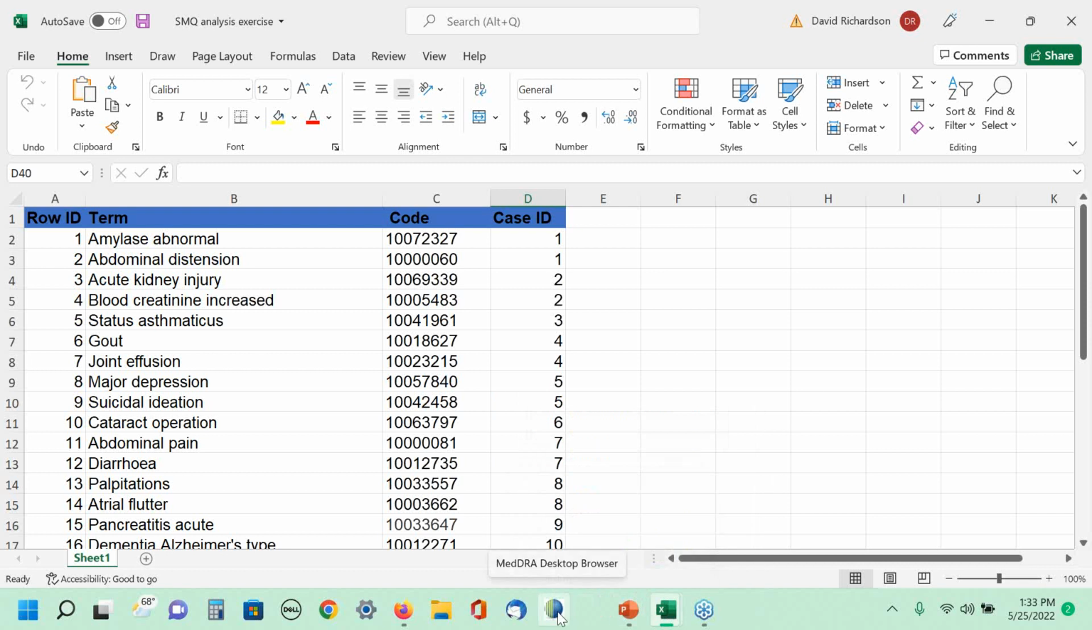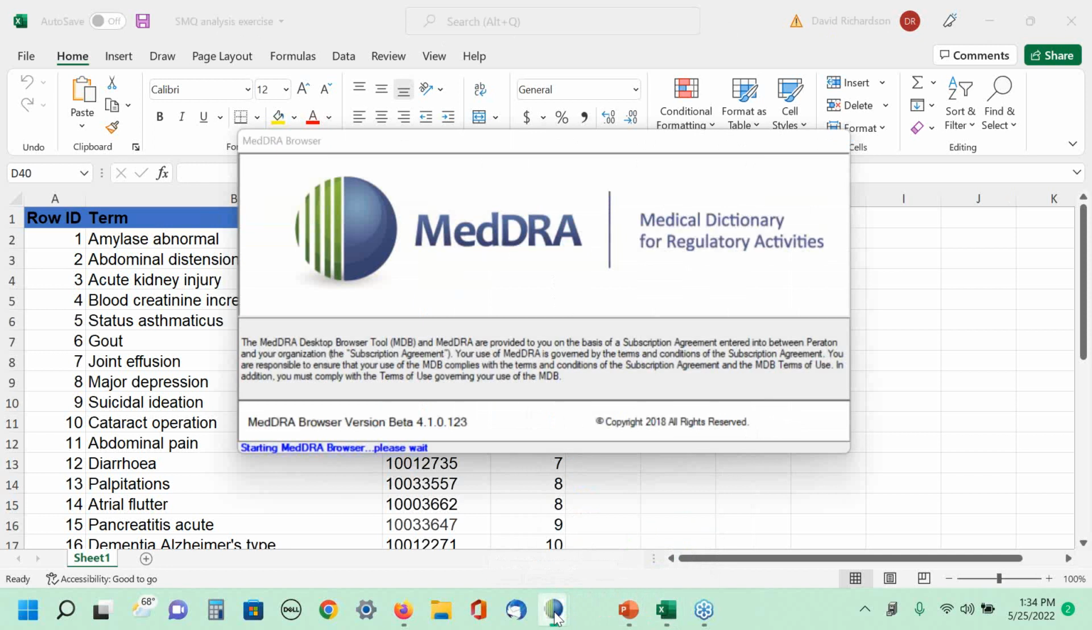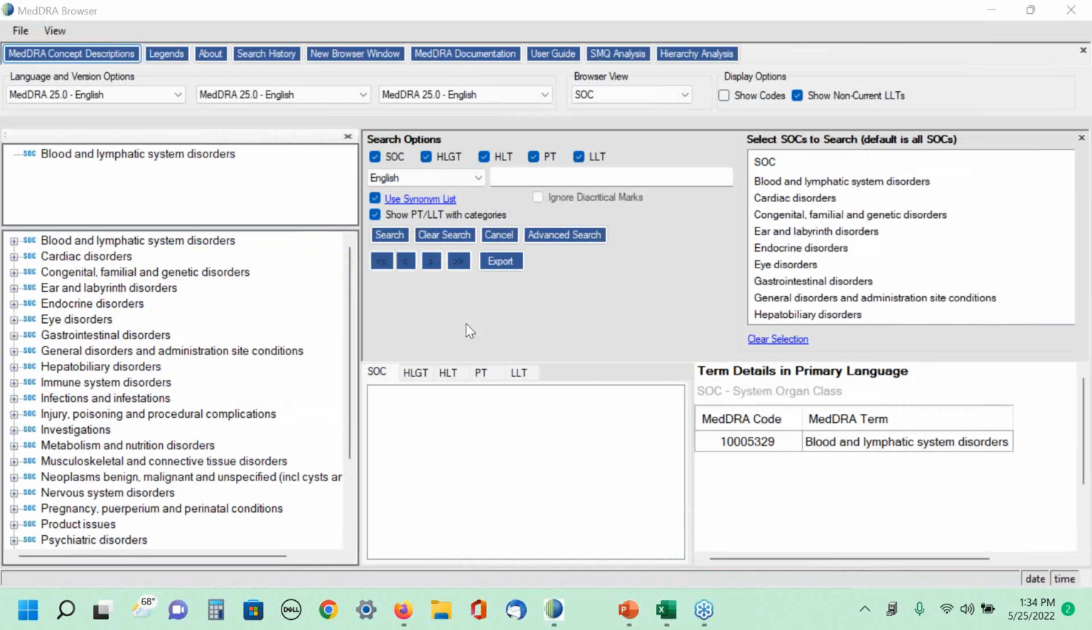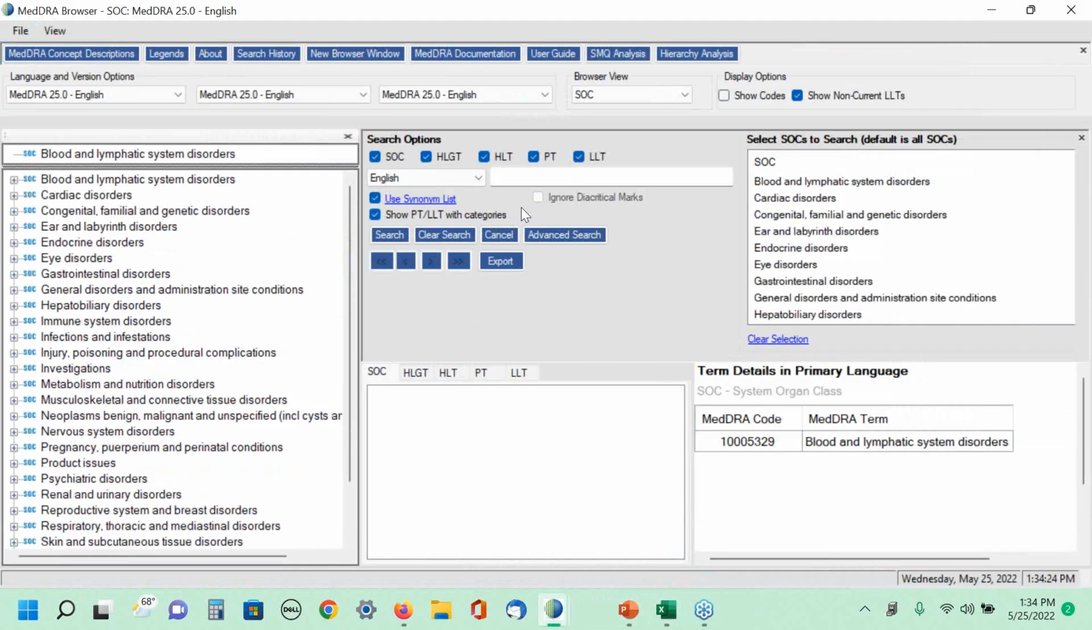So now what I'm going to do is open up the MedDRA browser, and I'm going to use the desktop browser for today's demonstration. I always use a desktop browser because when I am doing face-to-face presentations, should we have any problems with the internet connection, I still want to be able to have access to the browser to show it to an audience.